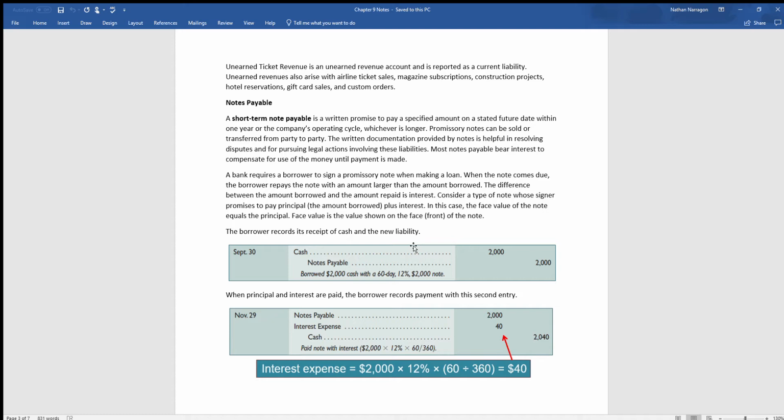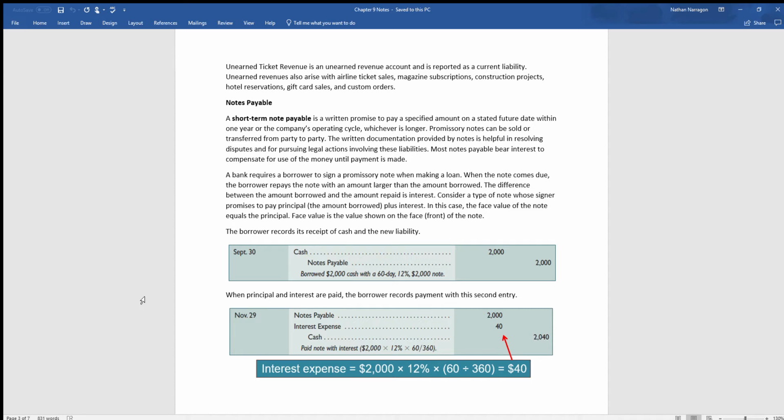Now, we're again going to basically work with an example here of the bank requires a borrower to sign a promissory note when making a loan. When the note comes due, the borrower repays the note for an amount larger than the amount borrowed. Oh no, that means interest is coming if you haven't seen it already. Woo, interest! Yay, interest! So we're going to have to figure out the actual interest.